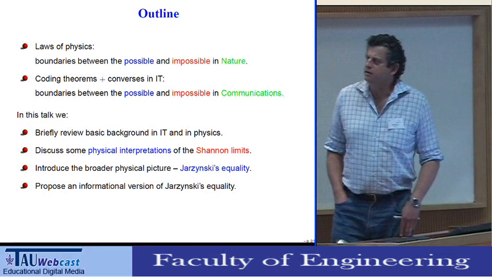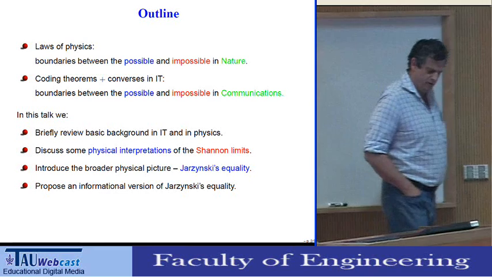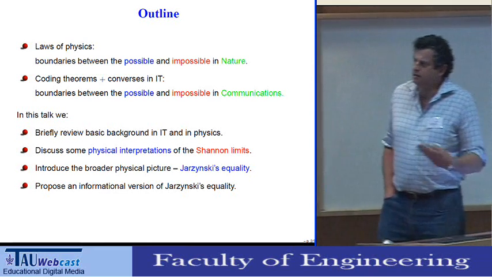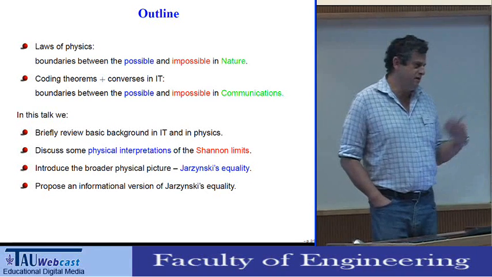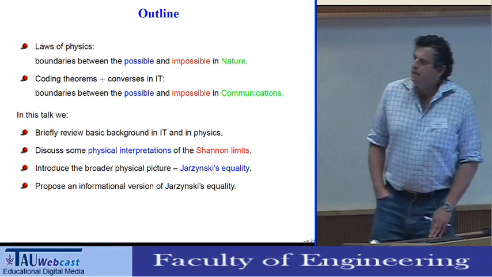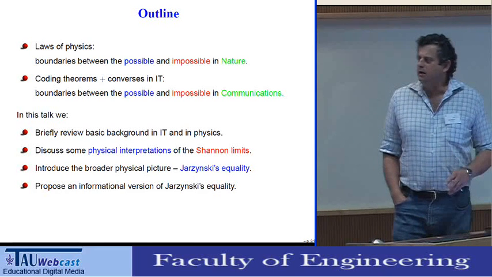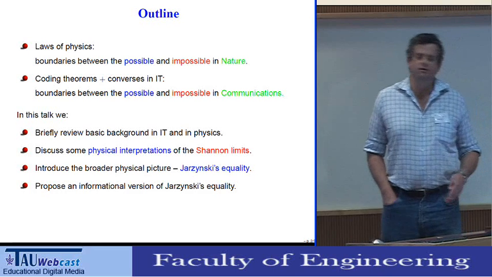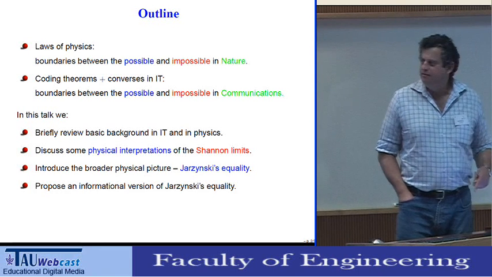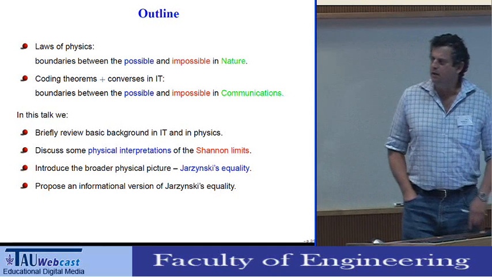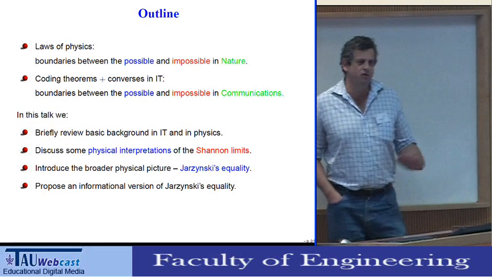So the structure of the talk would be, first of all, to give a very, very brief background, the necessary background in physics, which I'm going to need, and then discuss physical interpretations of the Shannon limits that we all know, like capacity, entropy, rate distortion function, and so on. And then, having adopted the point of view of physicists, we're going to look at the somewhat broader picture that is known as Jarzynski's equality, which I'll present, and then see how it sheds light back into information theory, and we end up with some generalized form of the very, very basic inequality of information theory, which is called the information inequality.